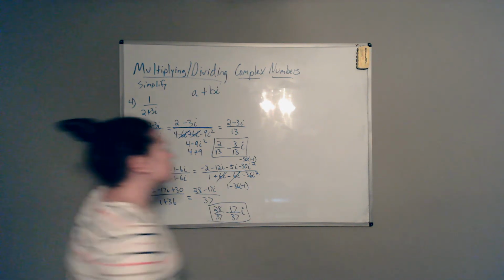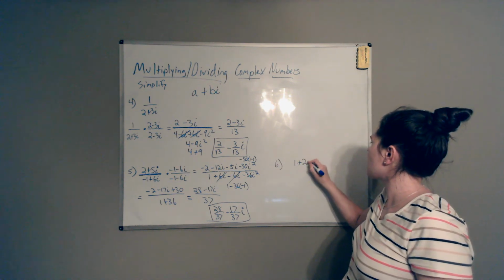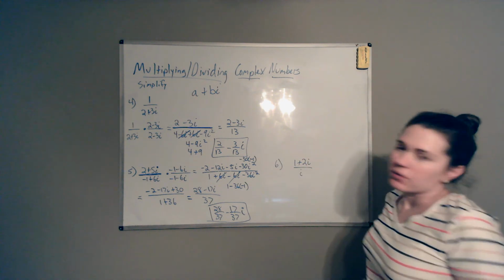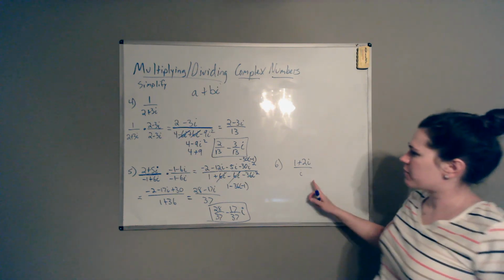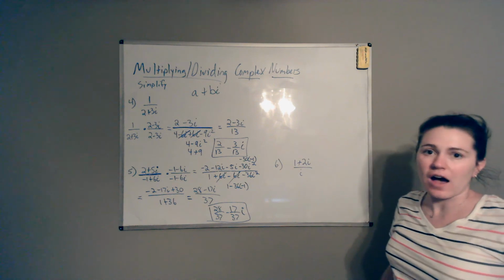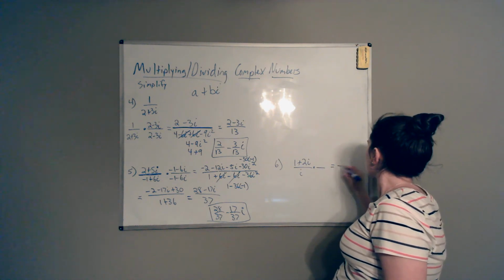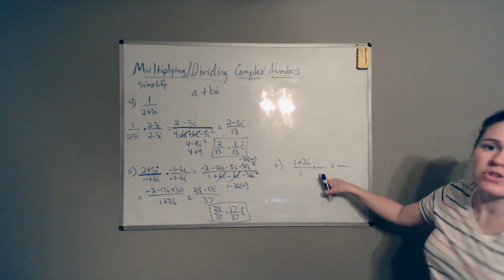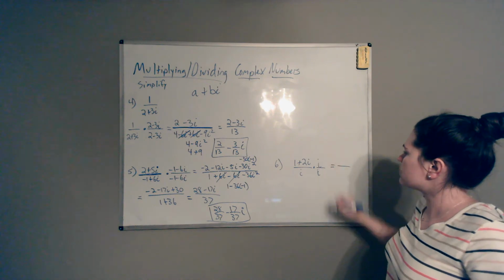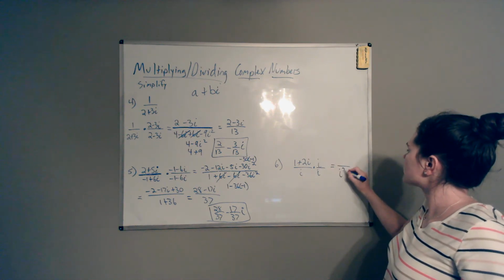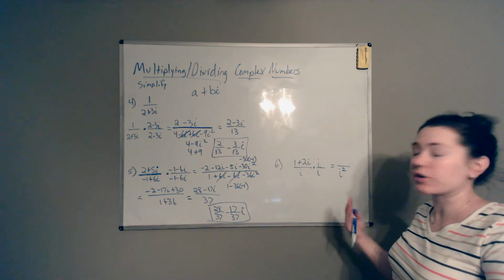Okay, in number 6, we'll just do one more. If I have 1 plus 2i over i, okay, notice I don't have two terms in my denominator. I just have a pure imaginary number in my denominator, i. So just think of what's the simplest denominator here that will get me to a real number. I will do that here. i times i is i squared. i squared is the smallest power that would be simplified down to a real number.